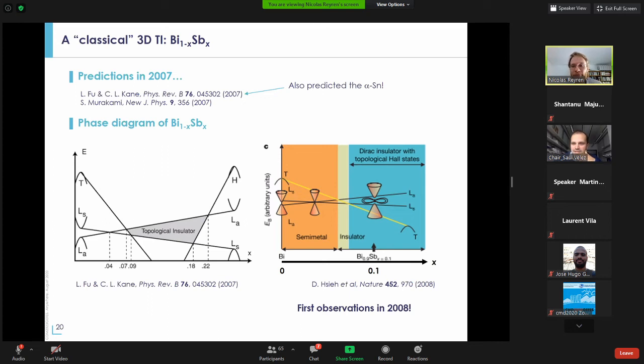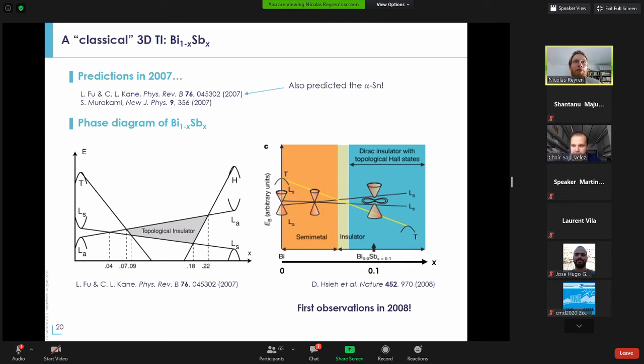Okay. So we have a question from Ruben Garcia. Why did you choose bismuth antimonide over other well-known 3D topological insulators such as bismuth selenide or bismuth telluride?